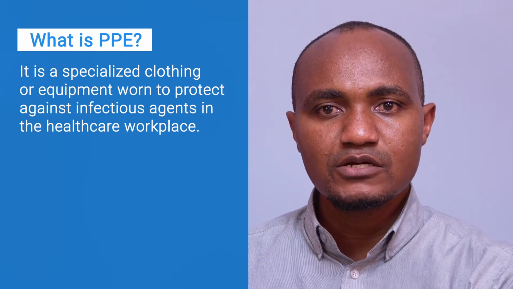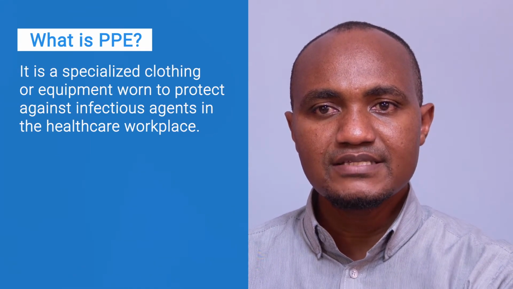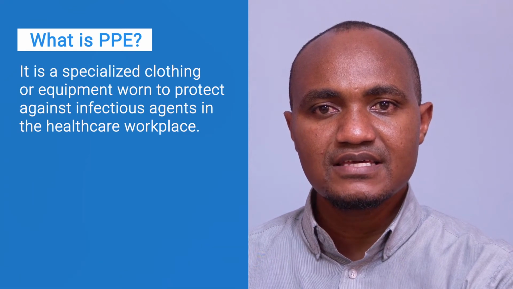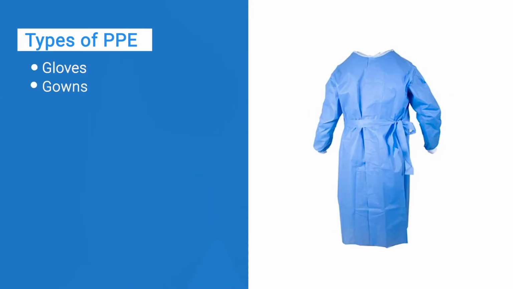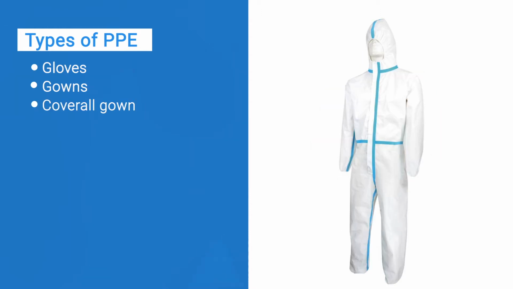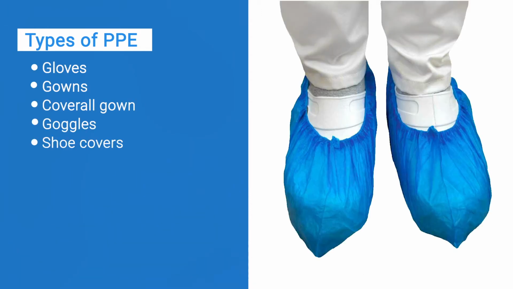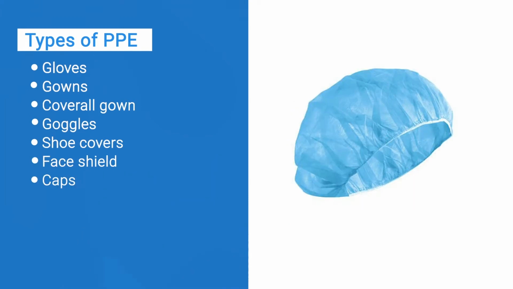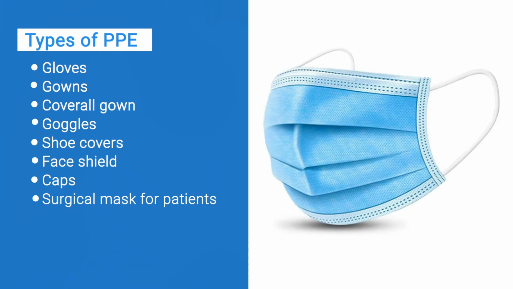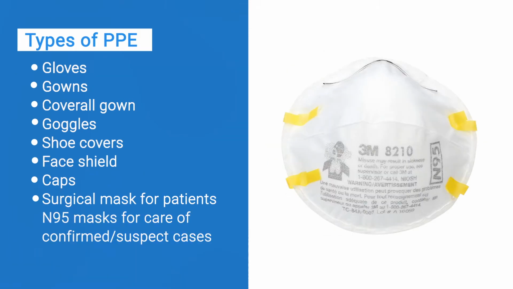What is PPE? Personal protective equipment is specialized clothing or equipment worn to protect you, colleagues, and patients against infectious agents in the healthcare workplace. The types of PPEs are gloves, gowns, coverall gown, goggles, shoe covers, face shield, caps, surgical mask for the patients, and N95 mask for care of the confirmed or suspected cases.